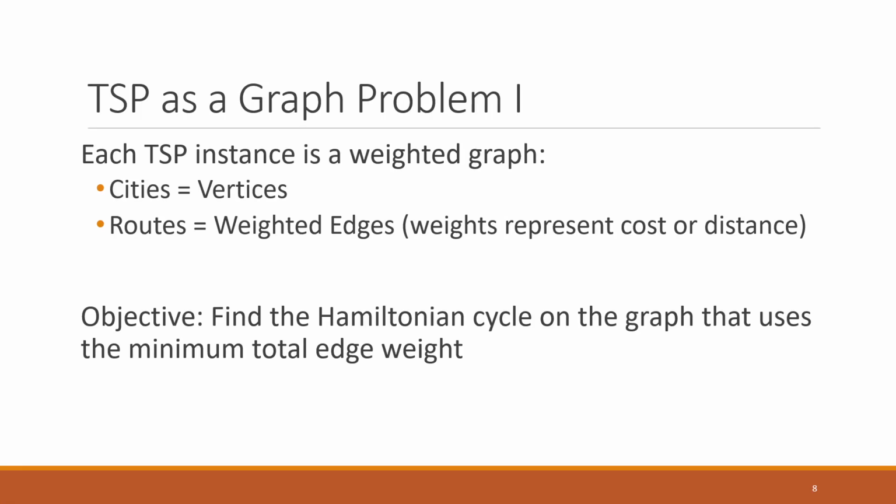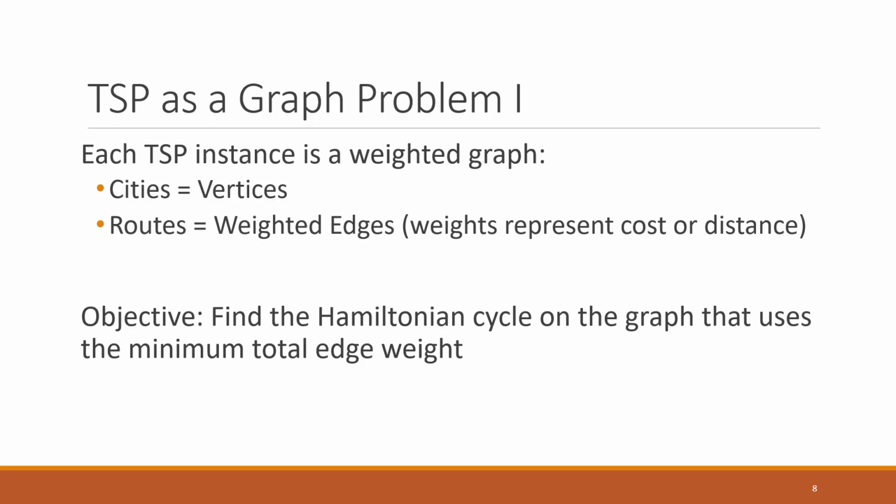Let's look at TSP as a graph problem now. You can see each TSP instance is a weighted graph. And if you didn't know, a weighted graph is a graph where each edge contains a weight that can represent the cost of using that edge. And we usually use complete graphs for convenience because this ensures that there's always at least one possible tour and that each cost between cities is well defined.